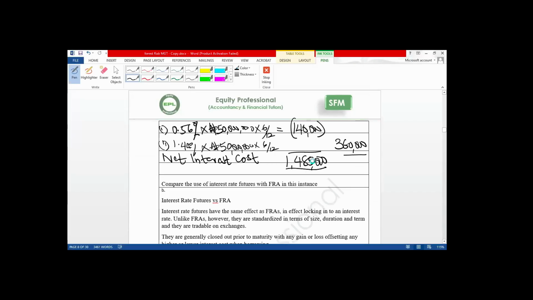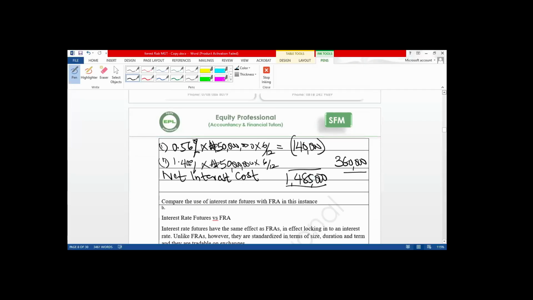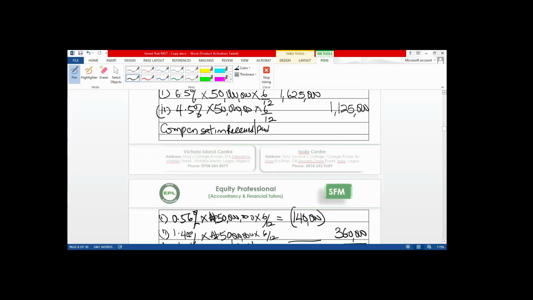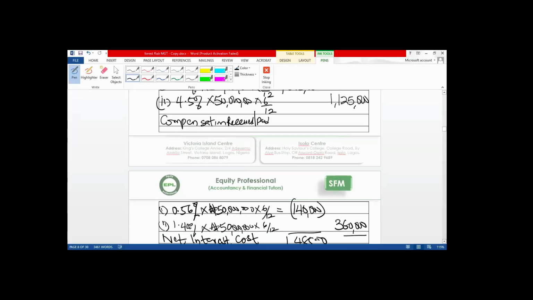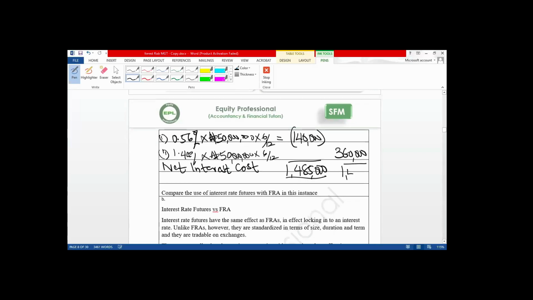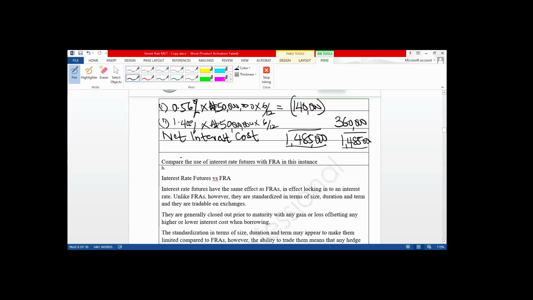Scenario 2. 1,125,000 plus 360. 1,485,000. 1,485,000. That is your net interest cost.